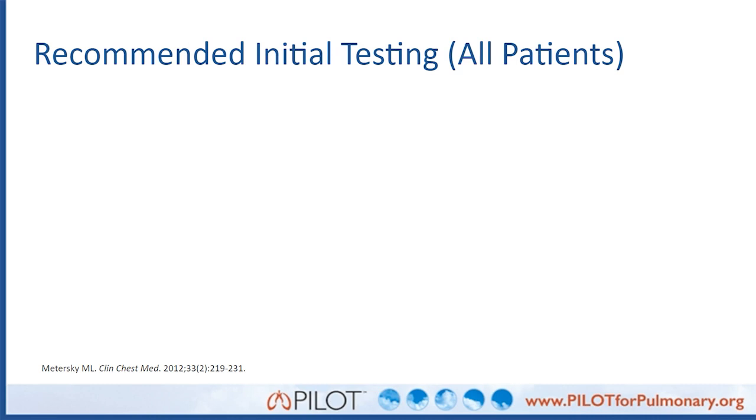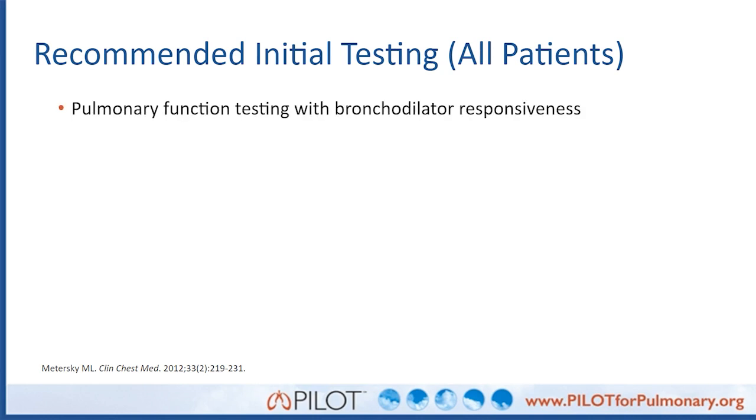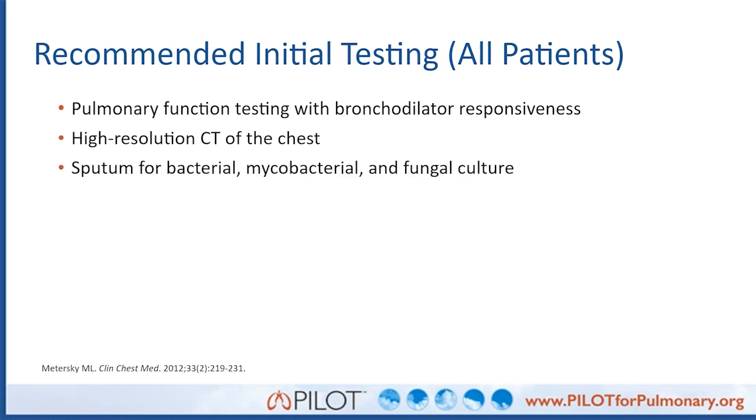Let's move on to discuss the recommended initial testing for patients with newly discovered bronchiectasis. Just about every patient should have pulmonary function testing with bronchodilator responsiveness to assess their baseline severity of disease and potential treatments to which they might be responsive. The high-resolution CT scan of the chest has almost always been done to arrive at the diagnosis. Every patient should have a sputum sent for bacterial, mycobacterial, and at least initially a fungal culture, in part because allergic bronchopulmonary aspergillosis is a not unusual etiology.